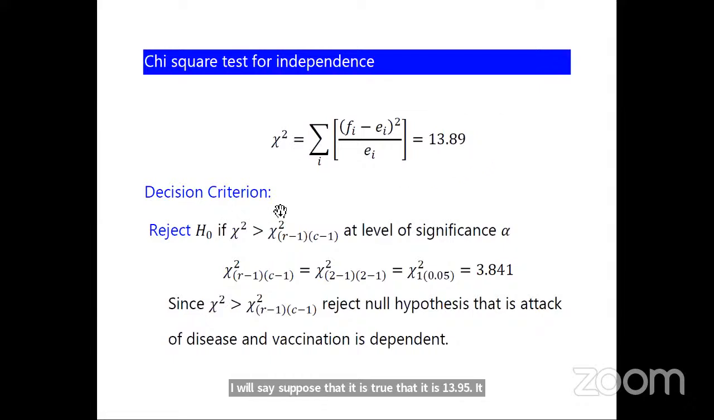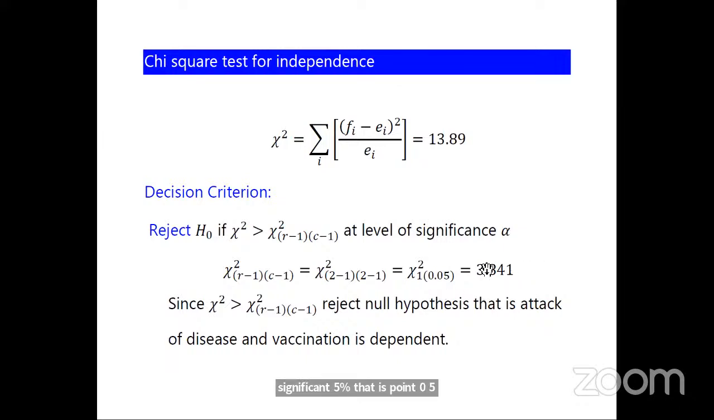Then comes the decision criteria. You have to reject H0 if the calculated value of chi-square is greater than chi-square with (R minus 1)(C minus 1) degrees of freedom at level of significance alpha. Now, since we have 2 rows and 2 columns, R is 2, C is also 2. So 2 minus 1 is 1, 2 minus 1 is 1. So chi-square with 1 degree of freedom and the level of significance 5%, that is 0.05.